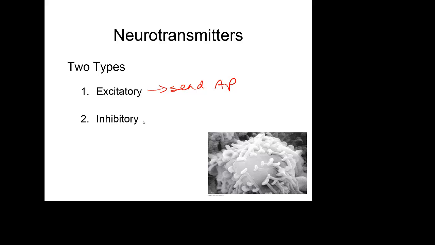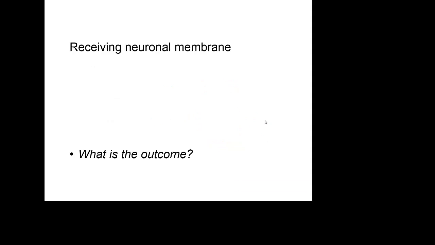Inhibitory decreases the ability of a cell to send an action potential. So if you're decreasing action potentials, you're decreasing the signal transduction. If you're decreasing the signal transduction, the receiving neuron cannot fire and you get a stop. You won't conduct any more signal.